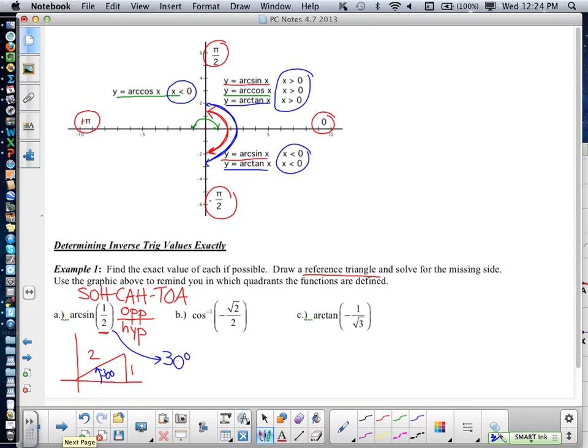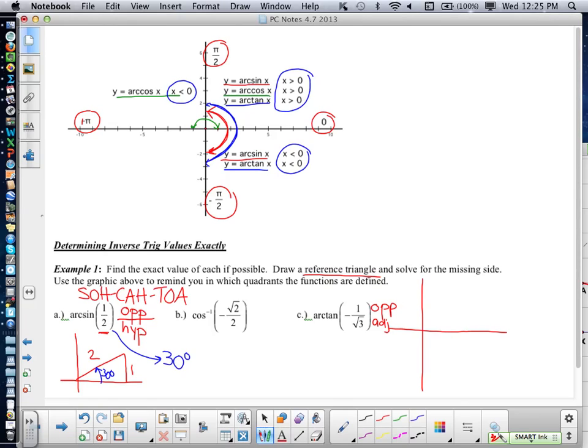So I can simplify an expression like this. I can solve it by drawing a reference triangle. But I just have to be sure my reference triangle is in the right quadrant, depending on whether the inverse function is positive or negative, or whether the trig ratio is positive or negative. So I'm going to jump over and look at the arctangent. This one, the trig ratio is negative. Arctan is defined in the first and fourth quadrants, but it's negative in the fourth. So I'm going to draw my reference triangle in the fourth quadrant. And I have here opposite over adjacent.